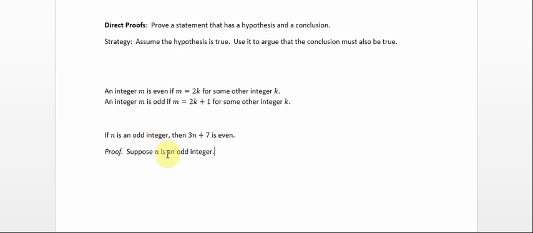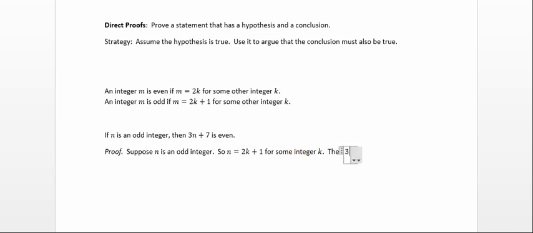Well, n is an odd integer. We get to use the definition of odd. This used m, but our number is n, so we just want to change m's to n's here. So n equals 2k plus 1 for some integer k. So we've used that definition. Obviously, we needed to use that. It must be important that n is odd, or it wouldn't be in the hypothesis. So we've used that.